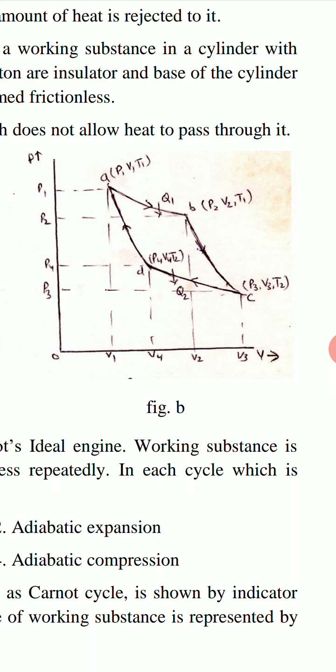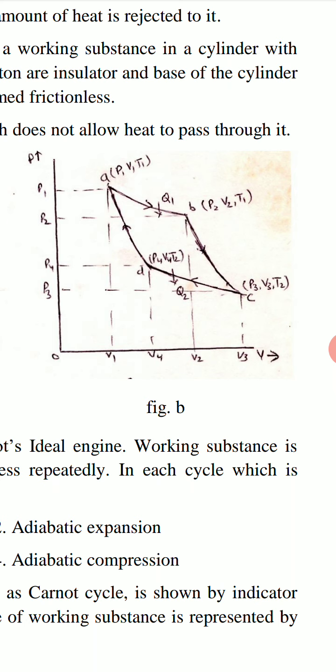So the process BC is adiabatic expansion. Now in this process, temperature of the gas is reduced. Temperature becomes T2 from T1. Initially at point B temperature is T1, and at point C it is reduced to T2, that is temperature of sink.